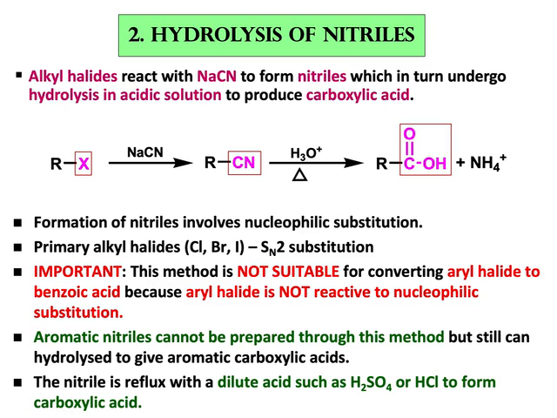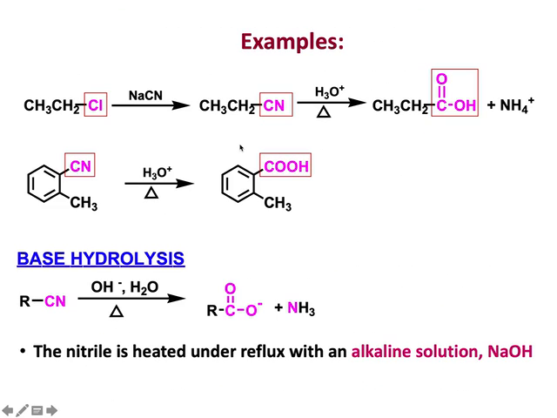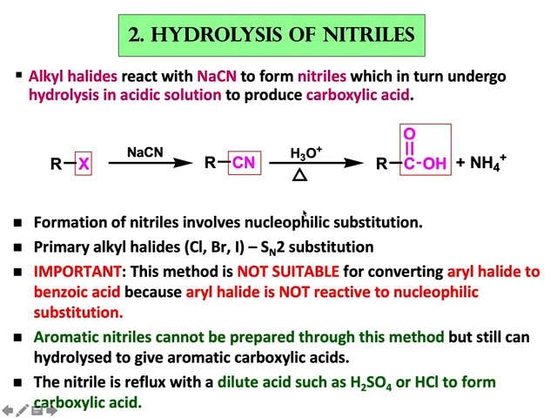Okay, next is how to prepare a carboxylic acid from the hydrolysis of a nitrile. An alkyl halide reacts with sodium cyanide to form a nitrile first, and then it undergoes hydrolysis in acidic solution to produce a carboxylic acid. So there are two steps. First, we want to form the nitrile. We react the alkyl halide with sodium cyanide to form the nitrile, which then undergoes hydrolysis in acidic solution. Hydrolysis means that we add OH to the structure, so it becomes a carboxylic acid.